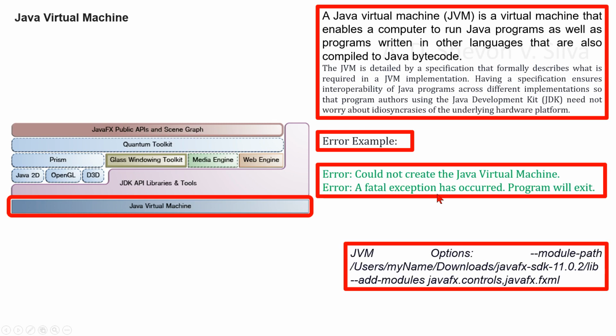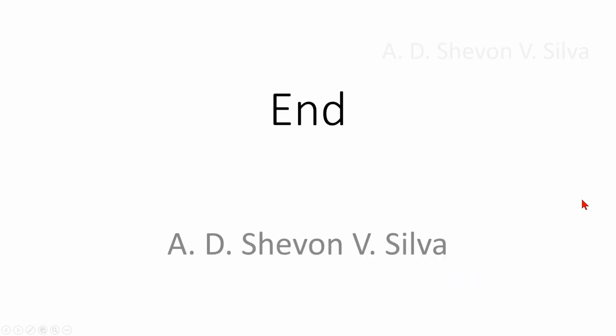As an error example, we can consider the error that occurred with these JVM options. In this specific case: Error: Could not create the Java Virtual Machine. Error: A fatal exception has occurred. Program will exit. This is the end of my presentation.